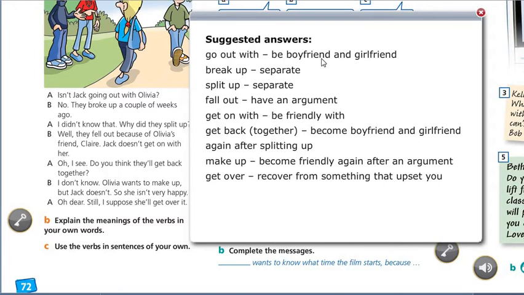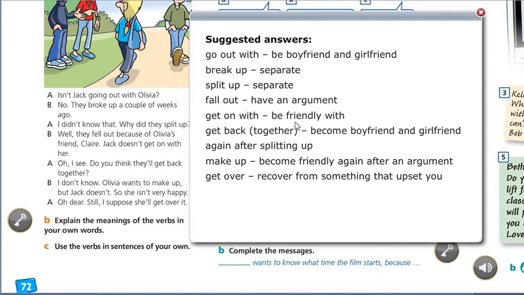Go out with. Be a boyfriend and girlfriend. Break up. To separate. Not to be together. Split up. Also to separate. Not be together anymore. Not be boyfriend and girlfriend anymore. Fall out. Have an argument. Have a fight, have a disagreement.